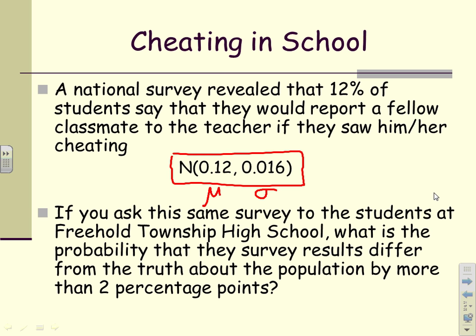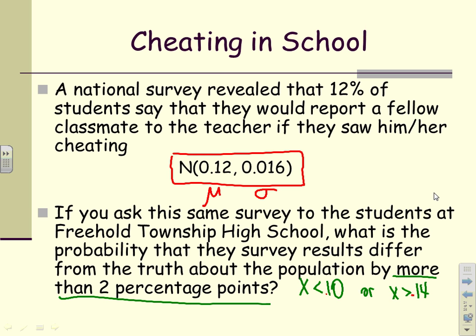And then it says, if you ask this same survey to students at Freehold Township High School, what's the probability that the survey results differ from the truth about the population by more than 2 percentage points? So there's our important phrase there, more than 2 percentage points. So that means, say x is less than 10, or x is greater than 14, because that's going to mean that it will differ by more than 2 percentage points. And since these are in proportions, I should say 0.10 and 0.14.